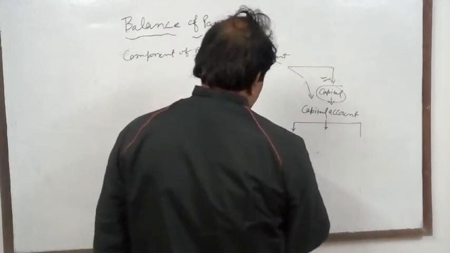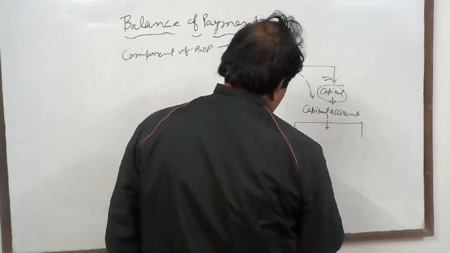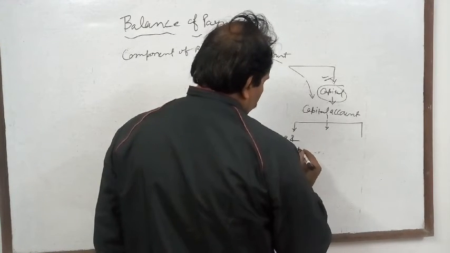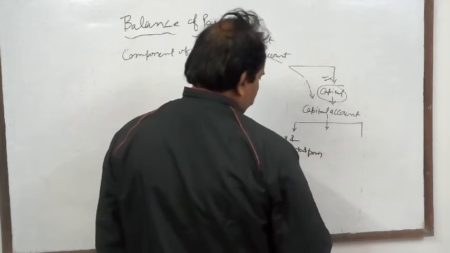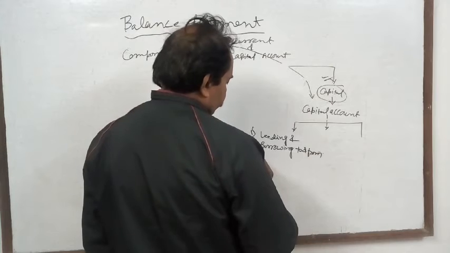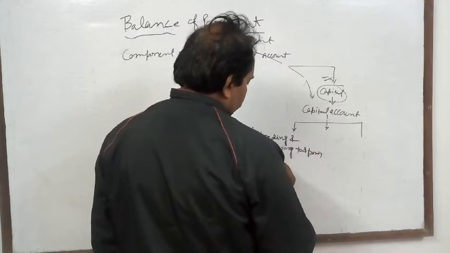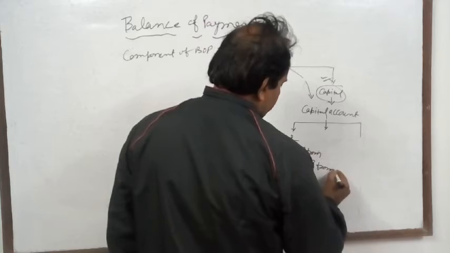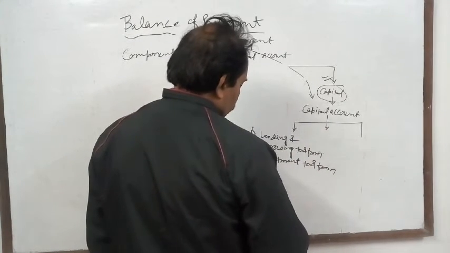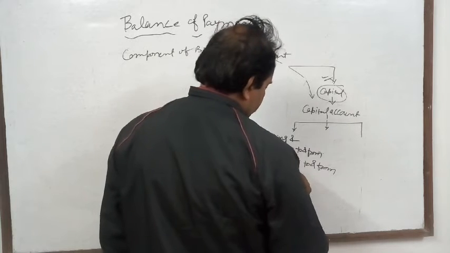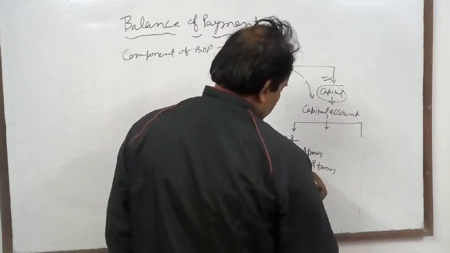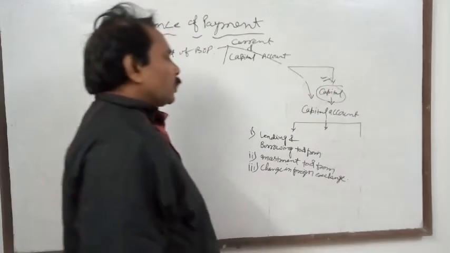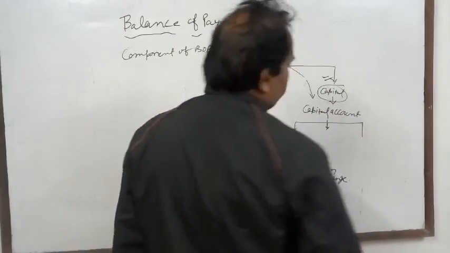So first, lending and borrowing to and from. This is the first. Second, investment to and from. Third, change in foreign exchange. Okay, so these are the three main components of capital accounts.